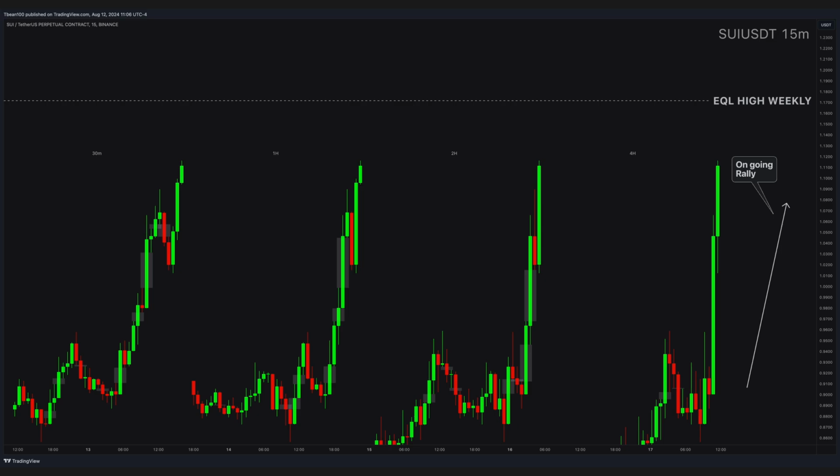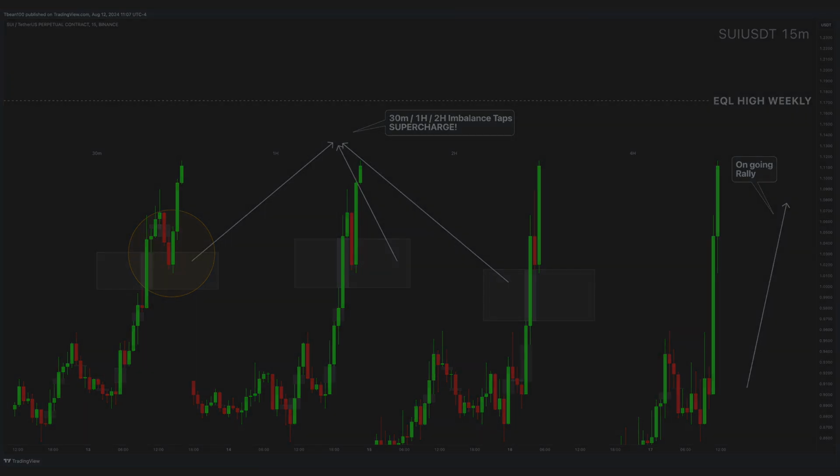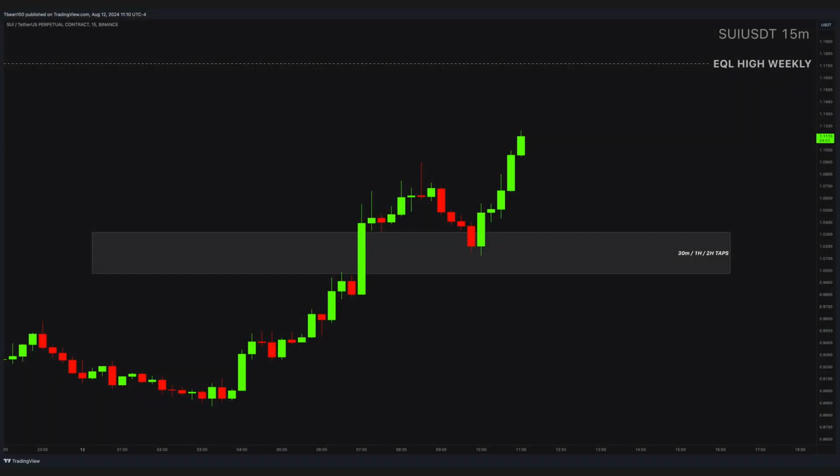You can already see the ongoing rally with intense momentum. I have noticed this triple imbalance top here with the 30-minute, 1 and 2 hours time frames. The moment I saw this, I knew that this was the area where I would seek entry. Let's drop to the 15 minutes and discuss even more. As you can see, the price is falling into this 15-minute imbalance. In my head, I already knew that this price was filling up here.